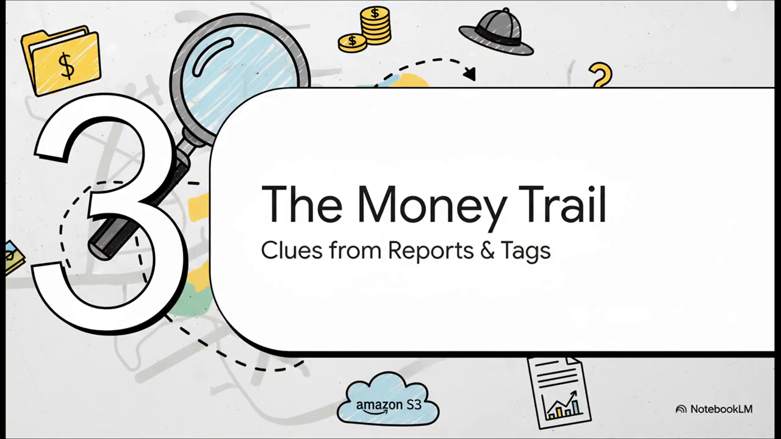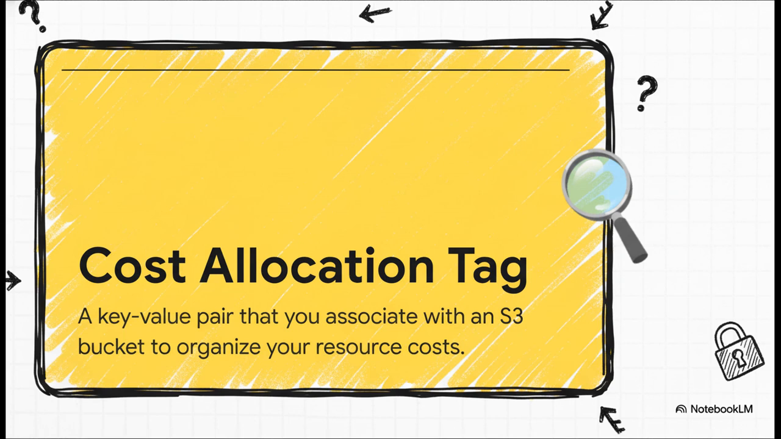Now it's time to actually start gathering clues. We're going to follow the money trail, and we'll do it with the help of some really powerful reporting and tagging features. Okay, first up, cost allocation tags.